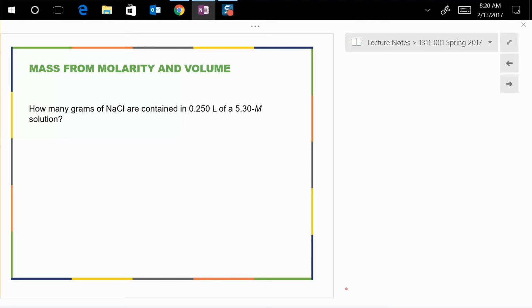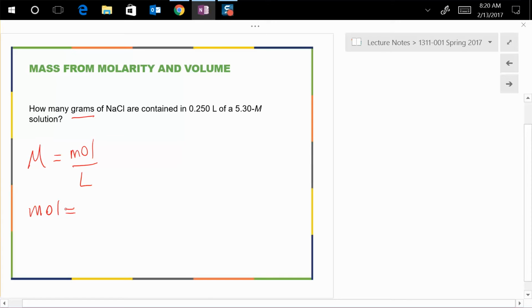Okay, let me ask you this. What am I solving for? So I am solving for the grams, but I guess what I mean is if I have the molarity equation, I need to solve for the moles, right? That's my first step. Moles equals what?